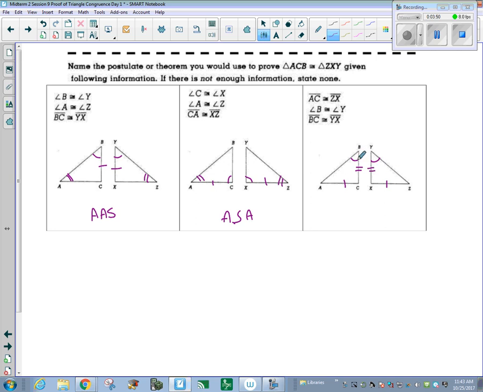Now you'll notice that I have an angle and two sides, and an angle and two sides cannot prove triangles congruent. So this one is not enough information to prove that these guys are congruent, because angle, side, side is not one of our options for proving triangles congruent.